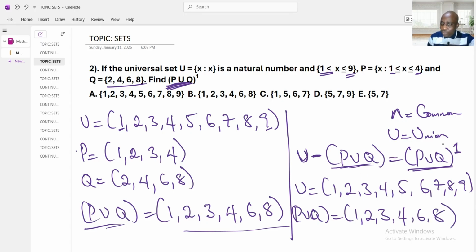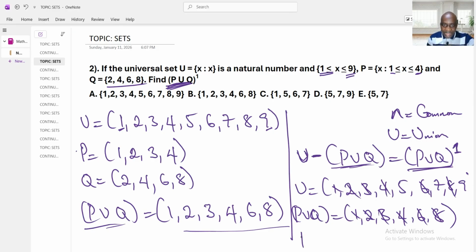Minus. To get this question, universal minus P union Q. 1 cut 1 here, 2 cut 2 here, 3 cut 3 here, 4 cut 4 here. There's no 5 here. 6 cut 6 here. 8 cut 8 here. What do we have left? What we have left here is 5, 7, 9. That's what we have here.